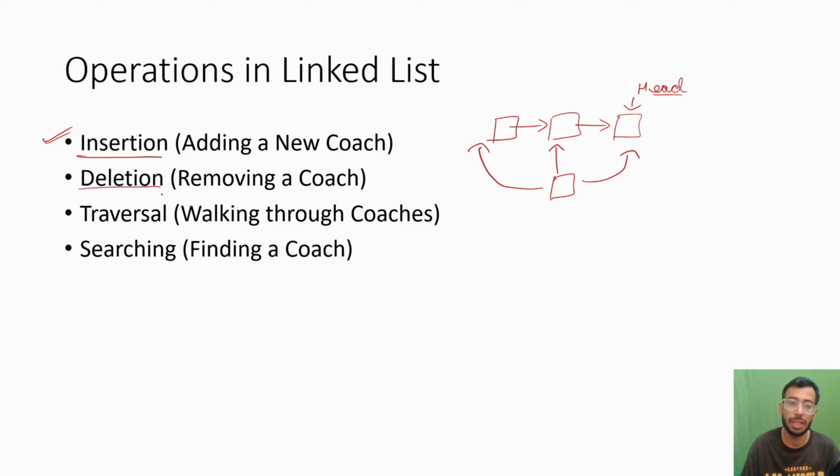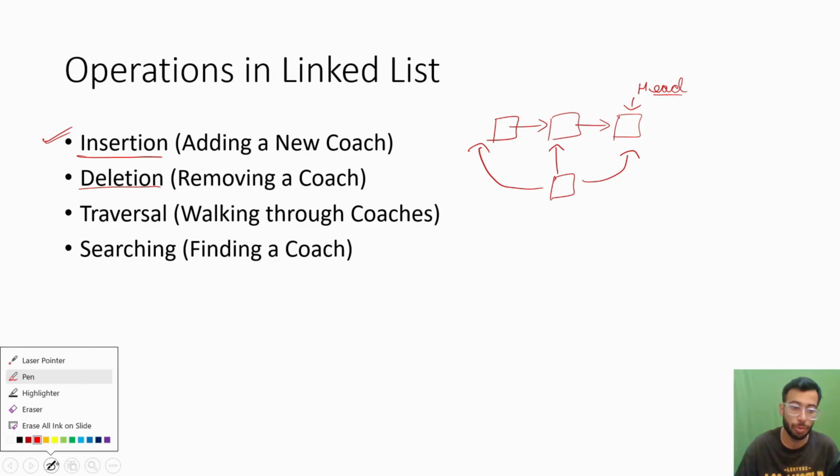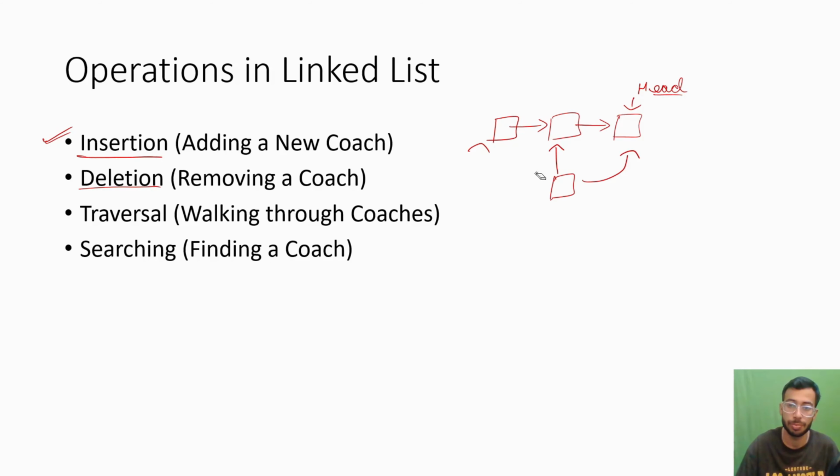Now let's talk about deletion. Let's say you want to remove one coach. Let's say the coach is now dirty, it cannot be used anymore, its condition is not good enough to be operational. So in this train we want to remove a particular coach. Let's say I want to remove this particular coach. You saw, I removed this particular coach.